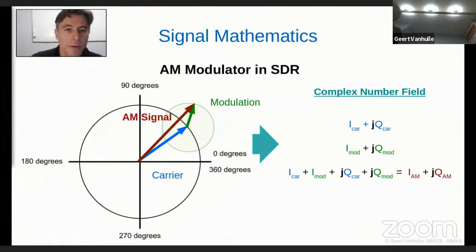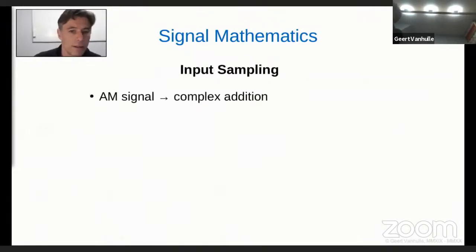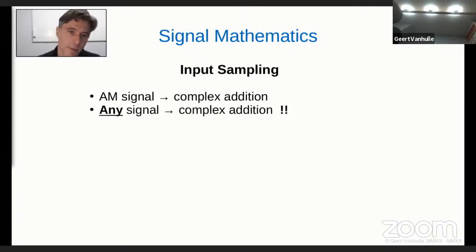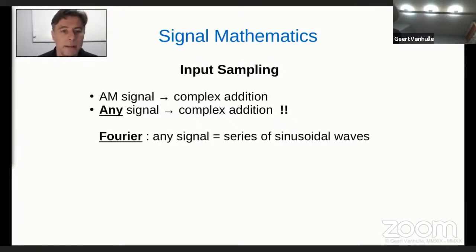Now, how do we go from here to all kinds of signals? Well, an AM signal can be expressed as a complex addition. As a matter of fact, any type of signal can be expressed as a complex addition. Why? Well, we take Fourier.